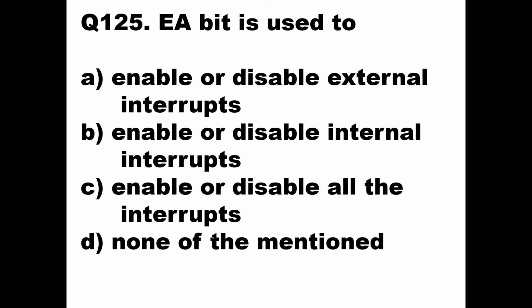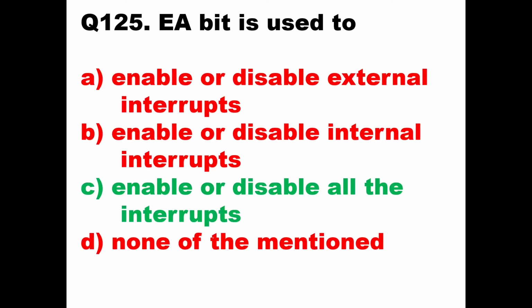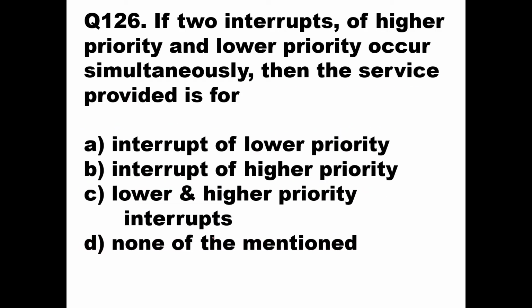So out of this, option C is correct. It is enable or disable all the interrupts, whether they are internal or external. So option C will be the right answer for the EA bit. By making that bit 1 or 0, you are going to enable or disable all the interrupts. Okay. Then we'll go to question number 126.